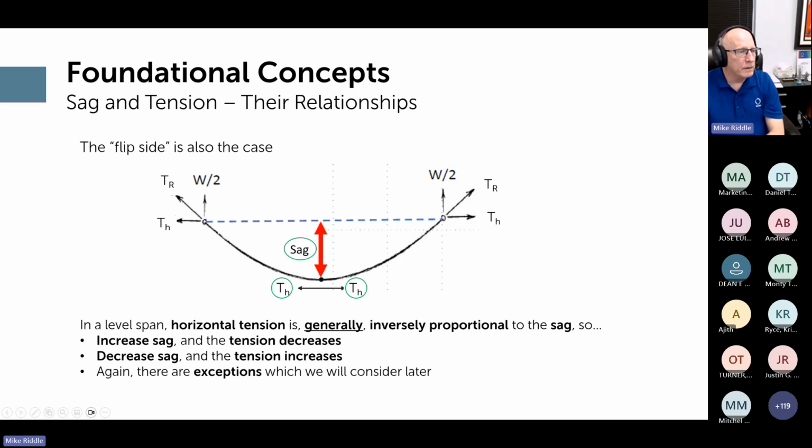Now, the flip side of what we just talked about is also true. So if we increase sag, we decrease tension. If we decrease sag, we have to increase tension. Again, those same exceptions that were mentioned before, we'll see later in the presentation. So to sum that up, horizontal tension is generally inversely proportional to the sag.